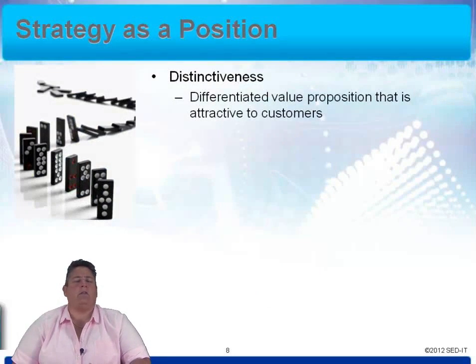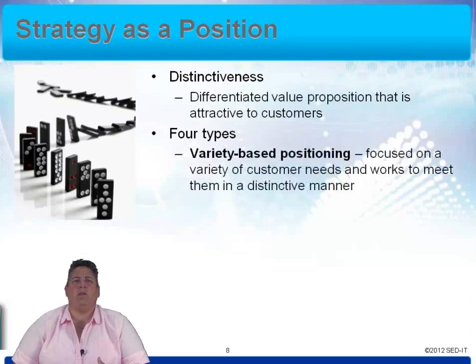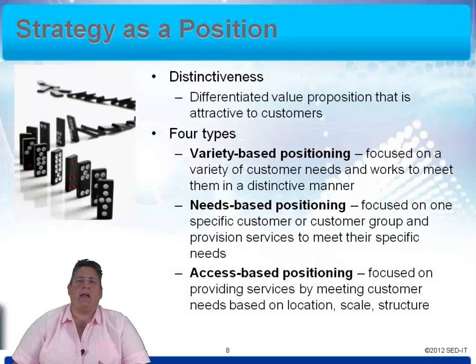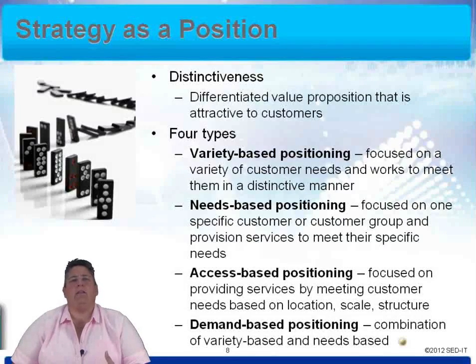Strategy as a position is a continued discussion around perspective. We want a level of distinctiveness, which means that we're going to have a differentiated value proposition that's going to be attractive to customers. There's 4 types of positions. So we have variety-based positioning, we have needs-based positioning, access-based positioning, and demand-based positioning.